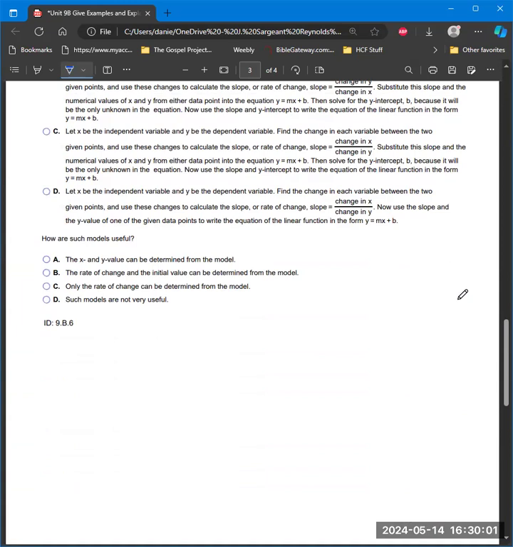How are such models useful? The rate of change and the initial value can be determined from the model.